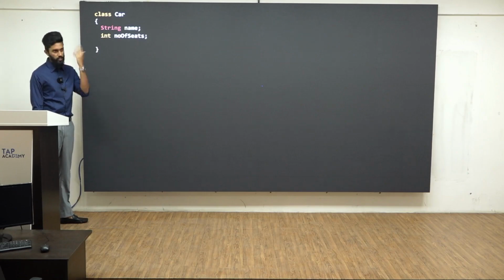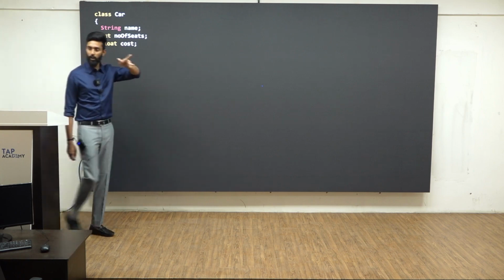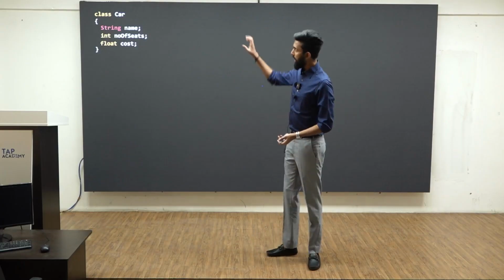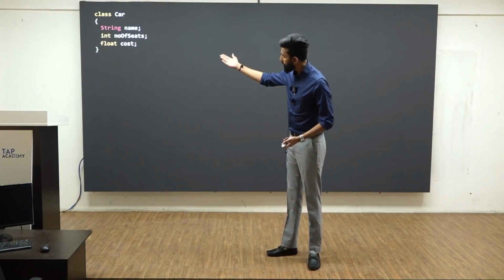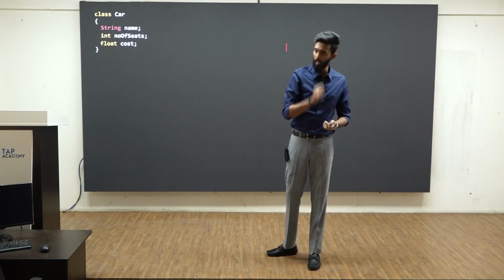Understood? 2 seats, 4 seats, 6 seats like that. Next, I will tell float cost, 12.6 lakhs, 15.2 lakhs like that. Okay? Now listen to me carefully. Class is imaginary, objects are real. Now to create an object, execution should happen. For execution to happen, main method is required.